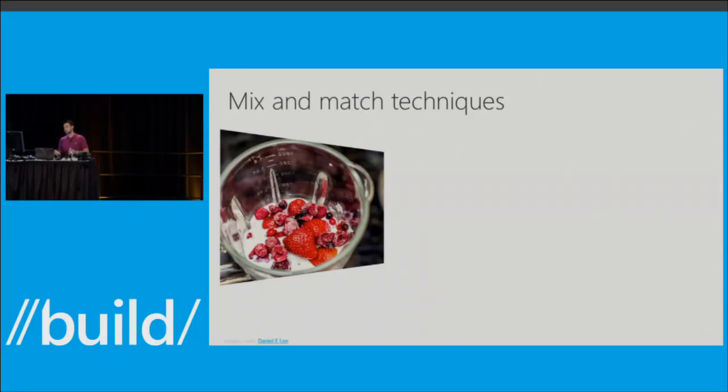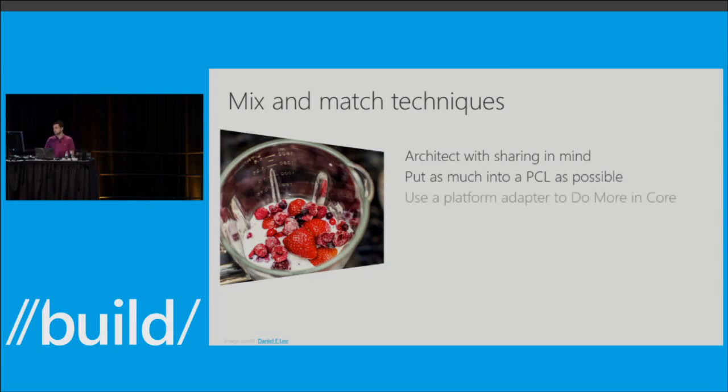Last slide, I think. Probably not. Mix and match techniques. This is just going to summarize everything. Architect with sharing in mind. Okay, think about this. Consistency is key. If you were to look at those two projects, Windows Phone and the Windows RT one, identical folder structures. Views, view models use the same MVVM patterns. Think about this stuff when you're doing it. Put as much in the PCL as possible. This is your core library. You get it for free when you reference it anywhere else.